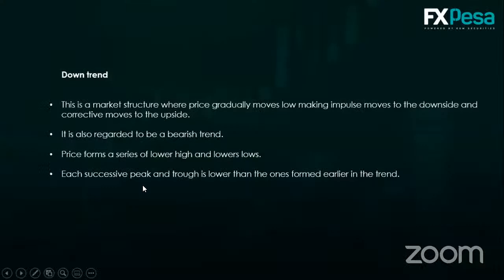The second type of a trend is a downtrend. This is a market structure where price gradually moves lower, making impulse moves to the downside and corrective moves to the upside. It is also regarded as a bearish trend, and price tends to form a series of lower highs and lower lows. Each successive peak and trough is lower than the ones that had formed earlier in the trend.